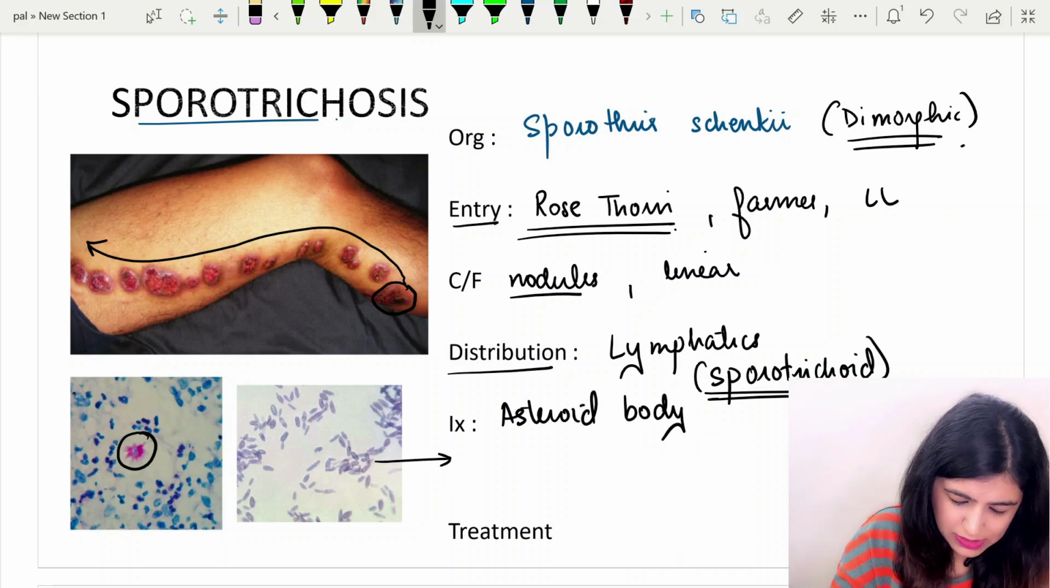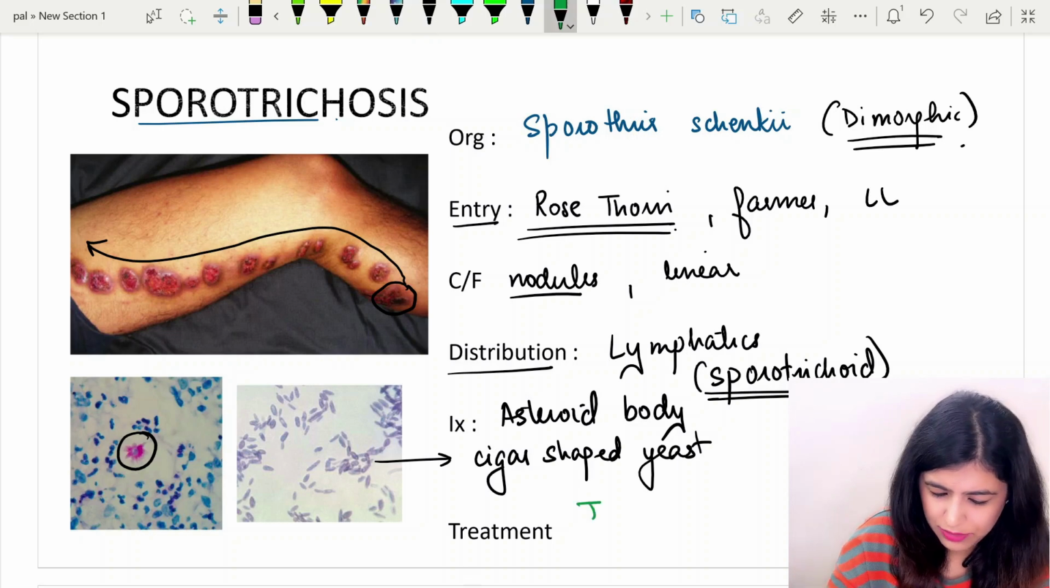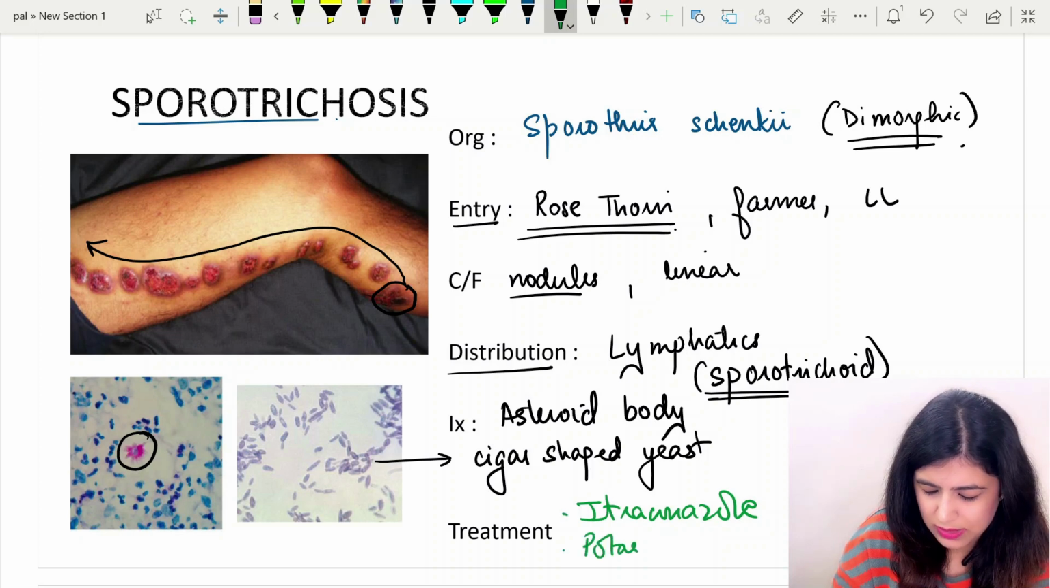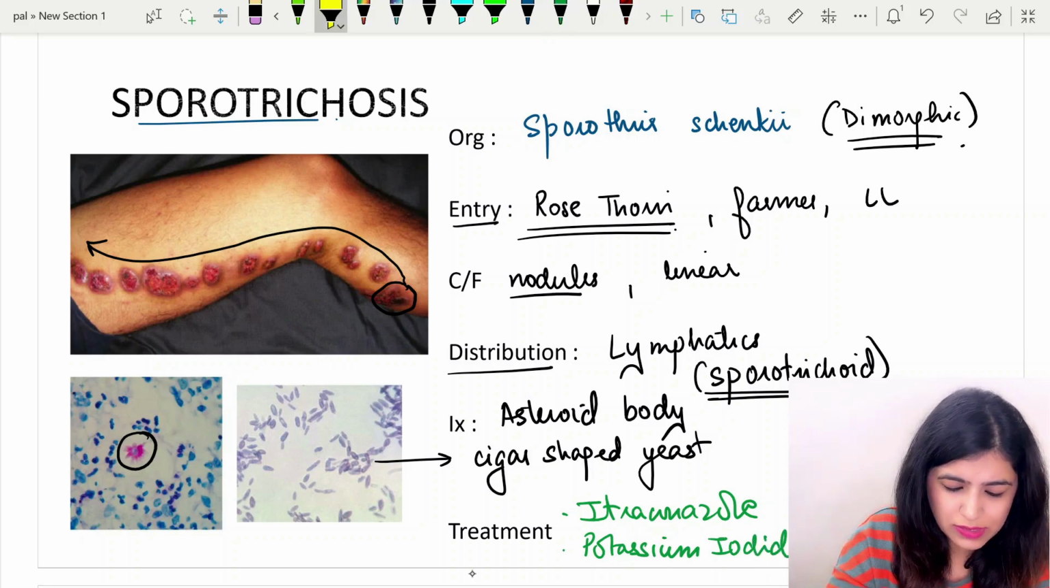Then in this pus stain, you see the cigar shaped yeast. Treatment is with itraconazole. You have to give it for at least a year. Sometimes in a question it may ask an alternative drug, that is potassium iodide. So these are some important points about sporotrichosis.